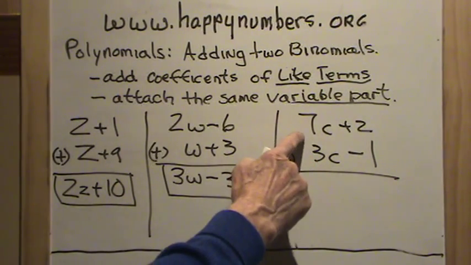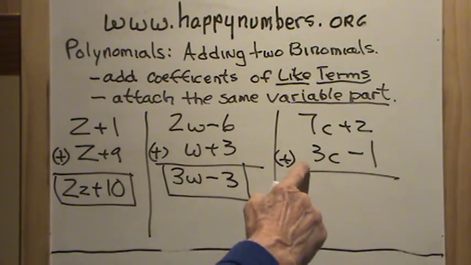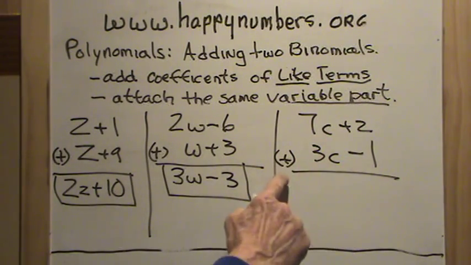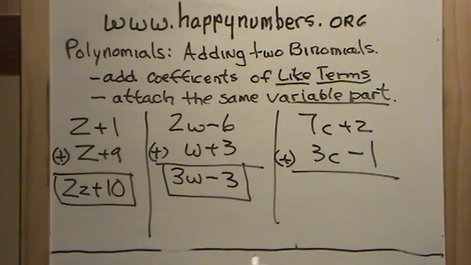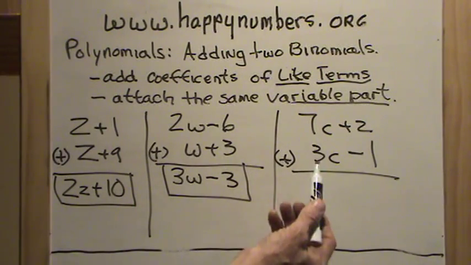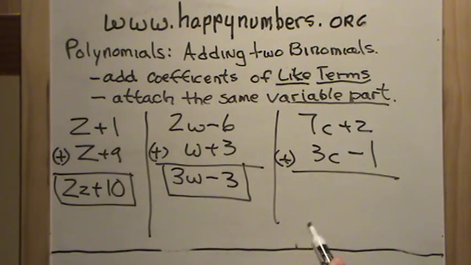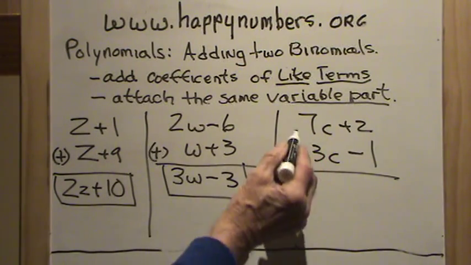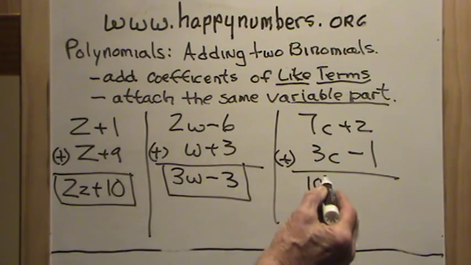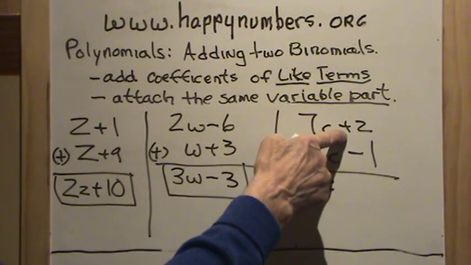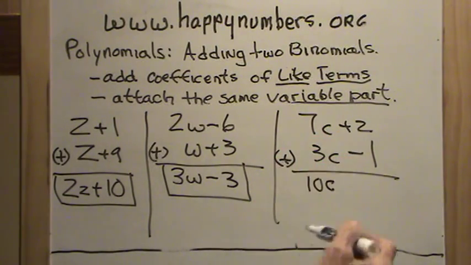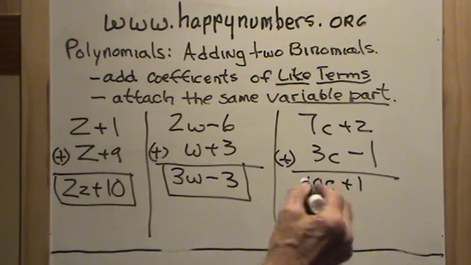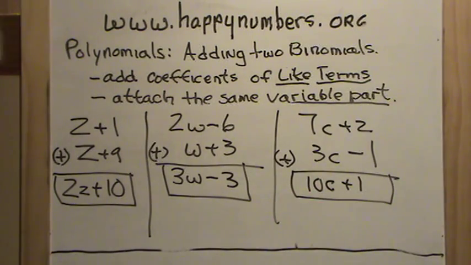If I have the binomial 7c plus 2 and 3c minus 1, and I add them, these are like terms, and so are these. So I can combine the coefficients. 7 and 3 is 10, see? 2 and a negative 1 gives me a positive 1. And that is the solution.